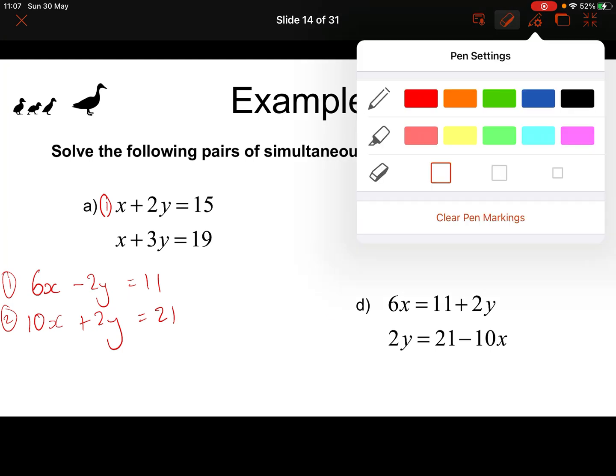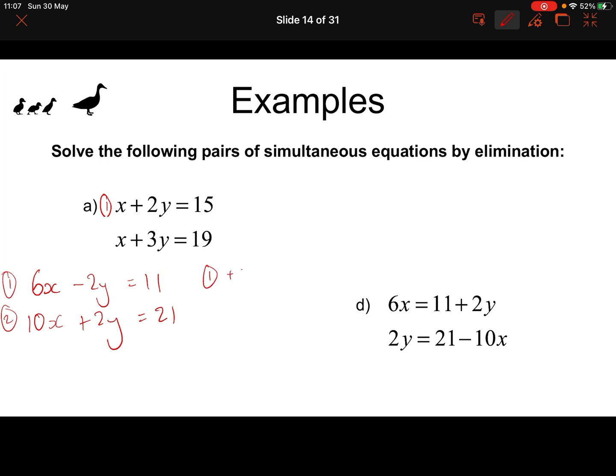Let's try adding the equations. 1 plus 2. I know you guys are going to get these wrong because you're not good at adding and subtracting negatives. So this time I'll get 16x, 2y plus minus 2y is nothing. That's perfect. That's what we wanted to do. And 21 plus 11 is equal to 33. Okay? No, it's not. What am I on about? It's 32. Okay? And now I can divide both sides by 16.